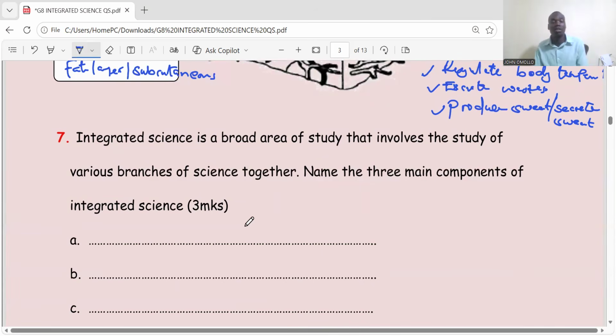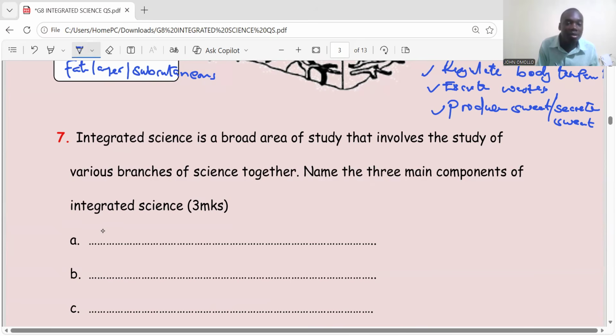Now, integrated science, that is number 7, is a broad area of study. That is true. It involves the study of various branches of science together. Name the 3 main components of integrated science. So what do we study mostly in integrated science?